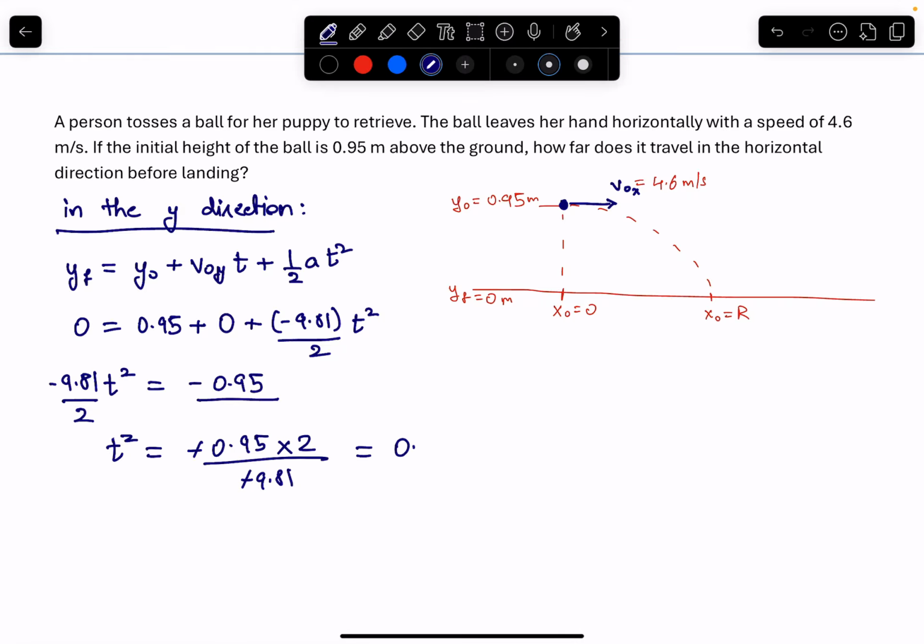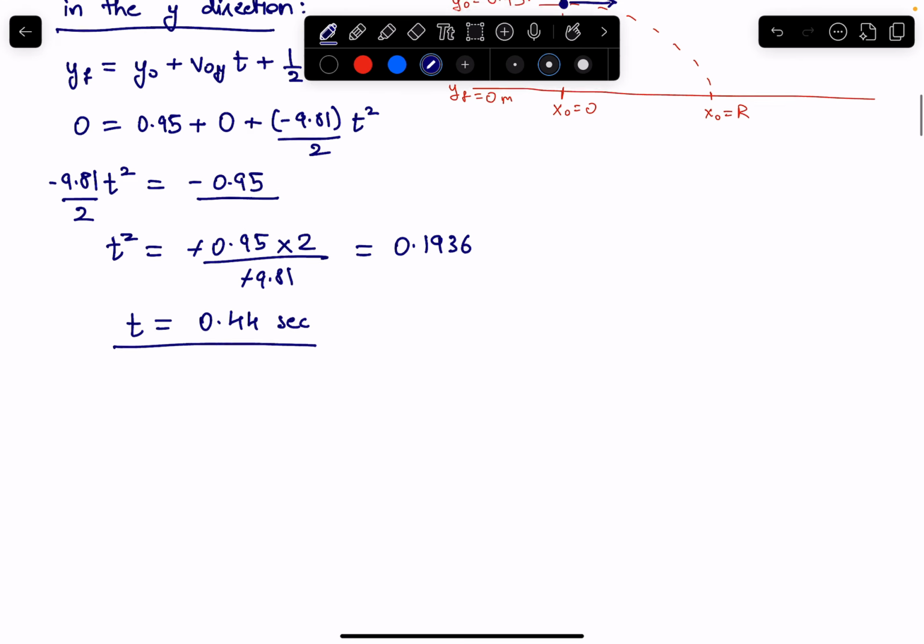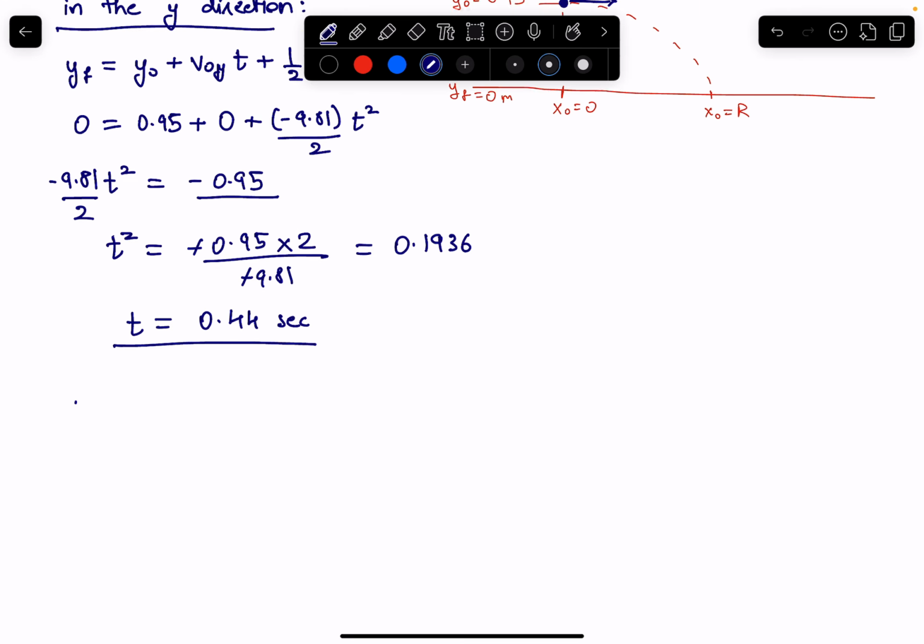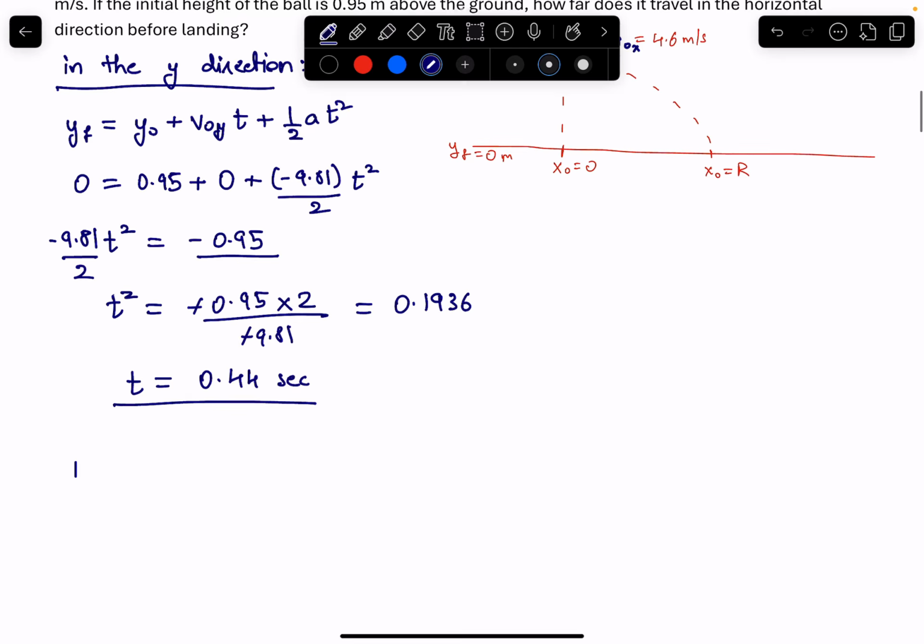T square is equal to 0.1936, and then taking the square root on both sides, t is equal to 0.44 seconds. Now to find the range r, I use the same equation. I use x final is equal to x initial plus v0x times t plus half times a t square.